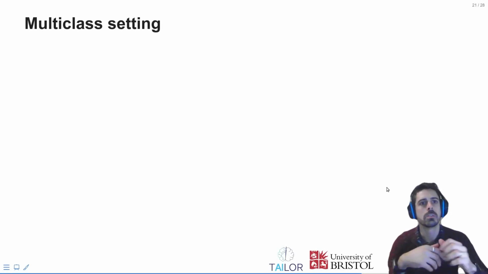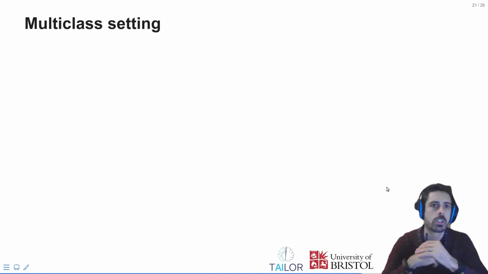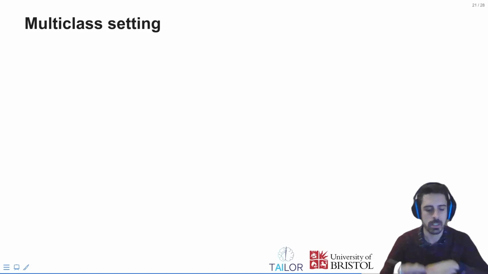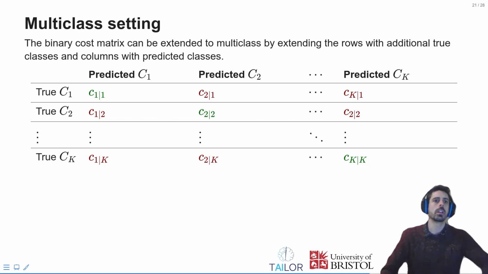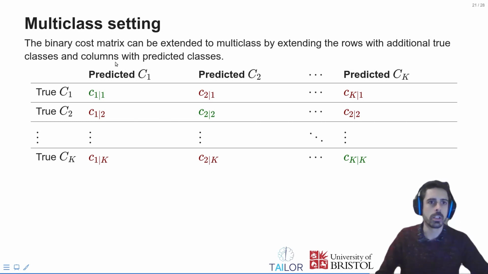Welcome back to this module on an introduction to optimal decision making. In this section, we will focus on the multi-class scenario. As we have seen in the previous sections, with the binary problems we had a cost matrix with 2 columns and 2 rows. For the multi-class case, we can extend this cost matrix with k columns and k rows.